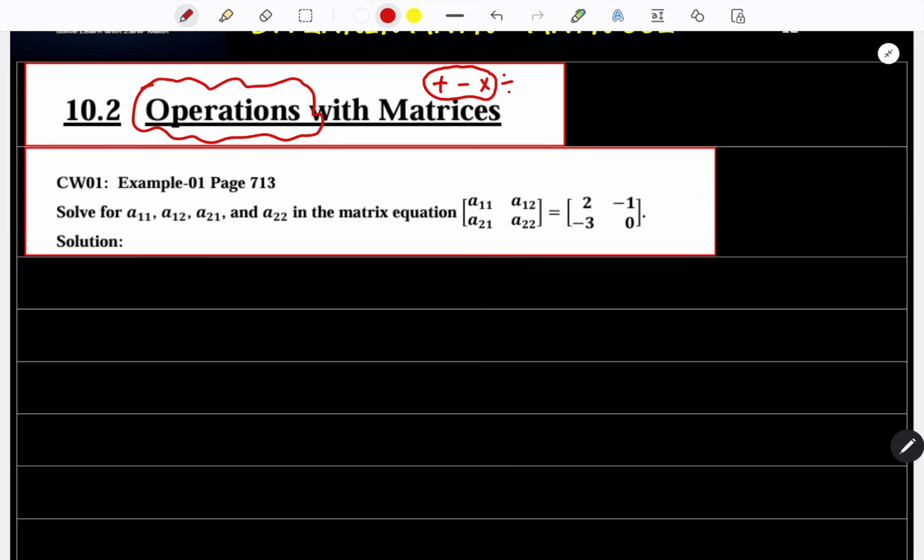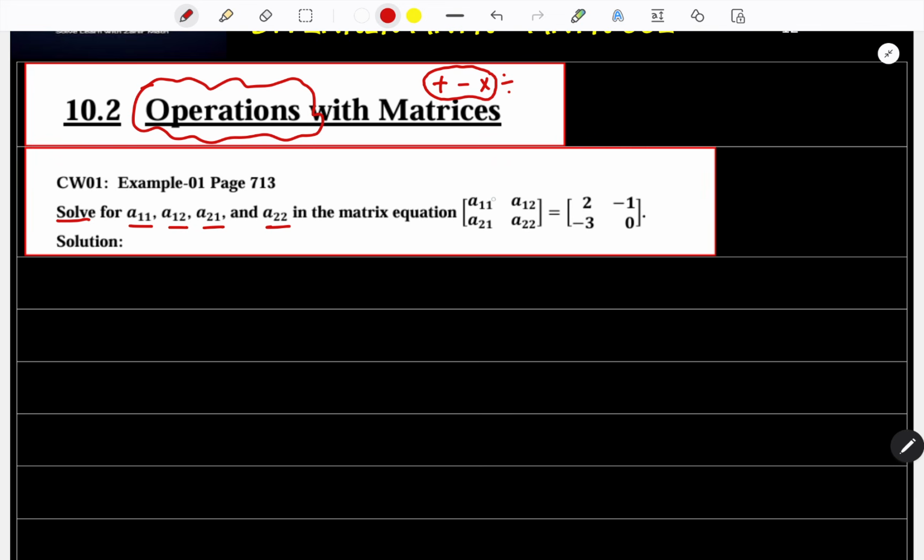Okay, right. So this is very much used: the calculator. Here the calculator is what you're going to use for checking your answers. Next is the first question: solve for A11, A12, A21, A22 in the matrix equation.